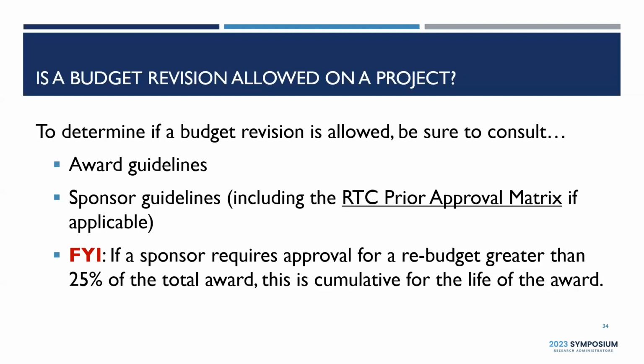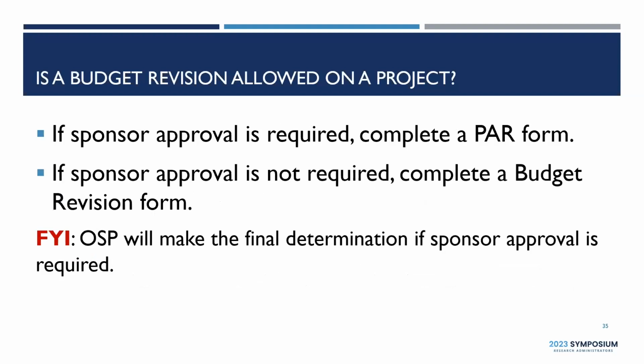So this is a big question that comes from departments: is a budget revision allowed? There's a lot of different things we can look at to figure out if a budget revision is allowed. A big one is the award guidelines. A lot of times, federal agencies will be really explicit, like you can rebudget or you cannot. Another thing we want to look at is sponsor guidelines, and then of course the prior approval matrix if it's a federal award, because that will give us some good information. And just an FYI, sometimes there's rebudgeting thresholds, like 25% of the total award. That's cumulative for the life of the award, so keep that in mind if you're doing multiple budget revisions.